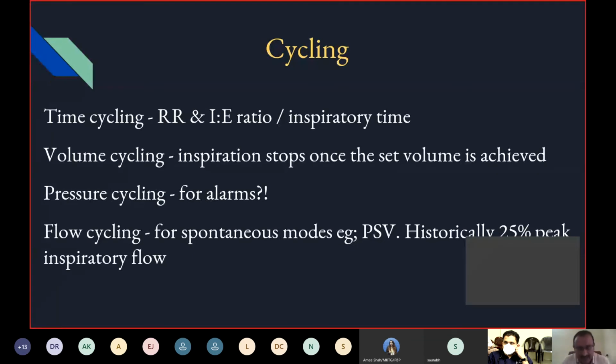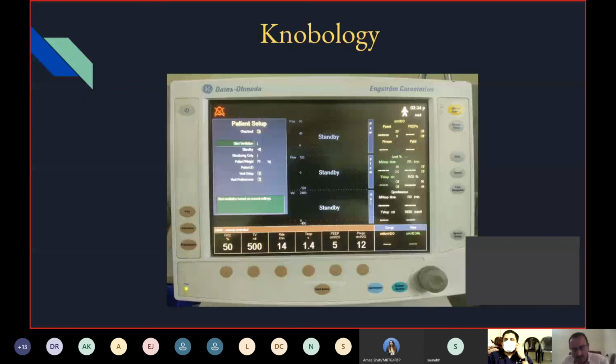Now, the next thing is knobology. Part of this topic, the terms, concepts, and things like that, a few things will come in this as well. I've just put it together. This is one of the ventilators that we have in our ICUs. I just took a screenshot of the first screen. Yours might not be the same, but most of the parameters might be one of these. The main ones will definitely be there. The second screen and the third screen might be slightly different depending upon which company's ventilator you use.